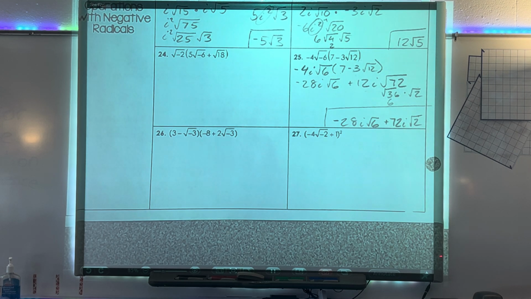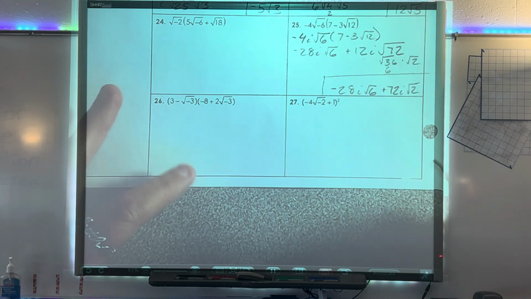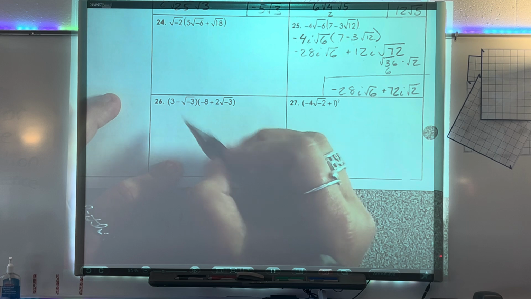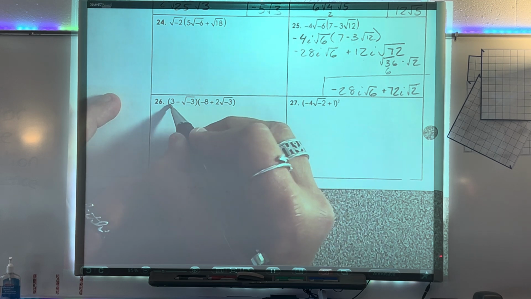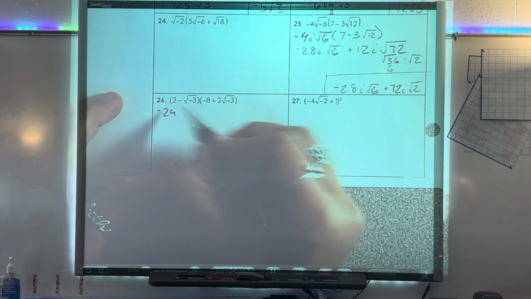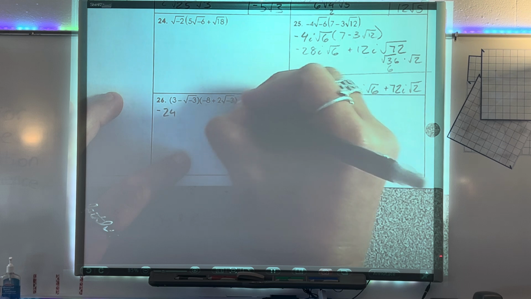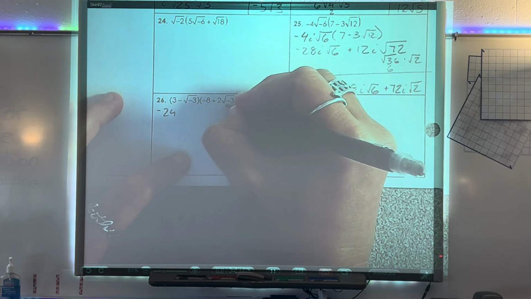Okay. Alright, so let's take a look at these two, because they're kind of messy. I mean, they're not terrible. Alright, so we're gonna FOIL this, so we've got 3 times negative 8, negative 24, and then I've got 3 times 2 square root negative 3. This i is gonna come out of this. Are y'all okay? I know that that's gonna be an i right there without me having to write it.